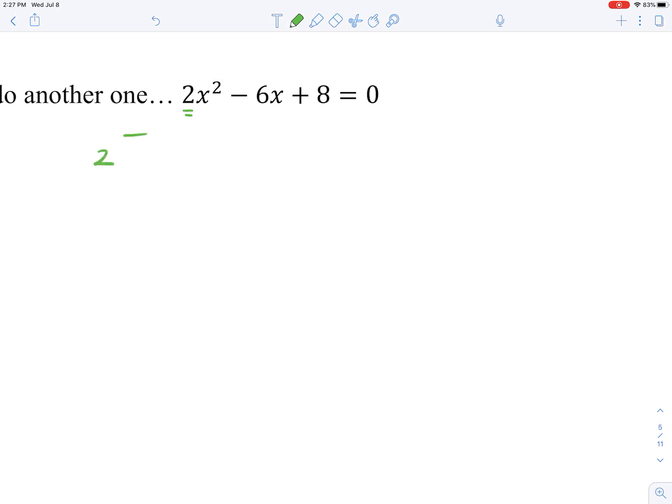Oh, let's do one more, completing the square. Now, the leading coefficient is not equal to 1. So before we complete this square, we need to factor out the 2.